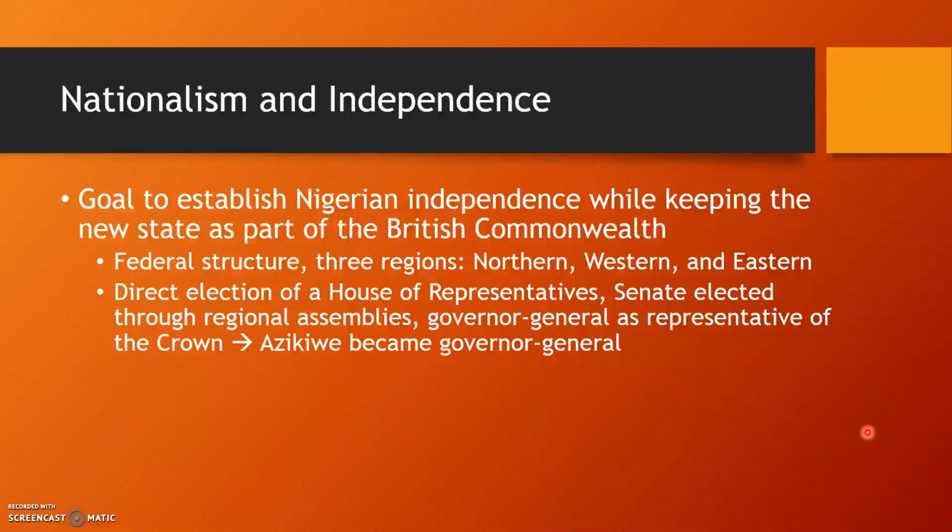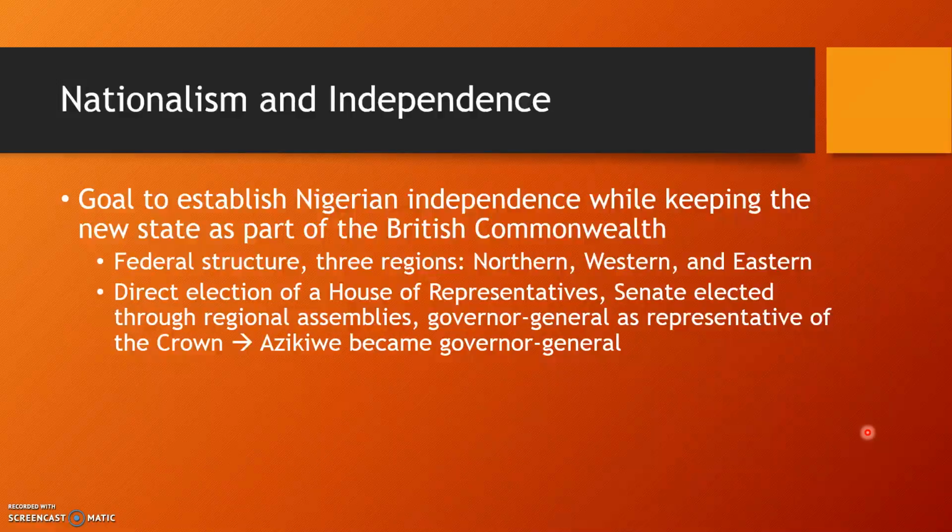So think of it like Australia. Australia is fully independent, they make their own decisions. However, technically the Queen is still their head of state and they are still part of the British Commonwealth. So that was the idea, that Nigeria would still be part of this greater British Commonwealth, and that would give the UK still some access to a lot of Nigeria's resources, including oil.